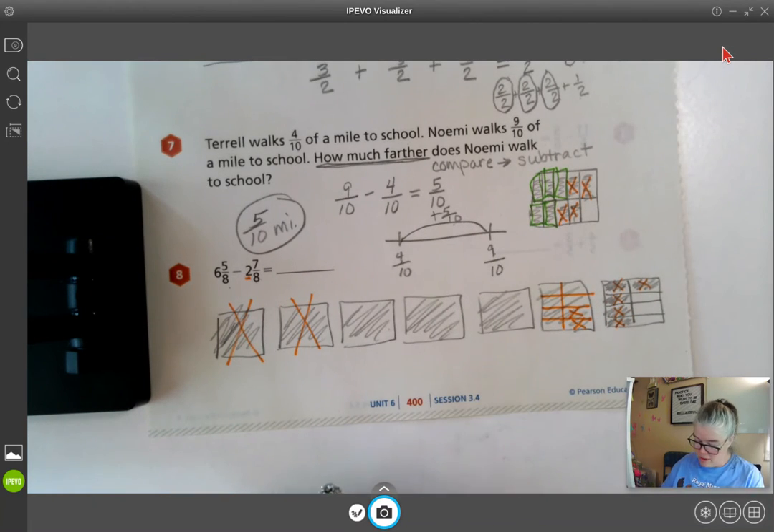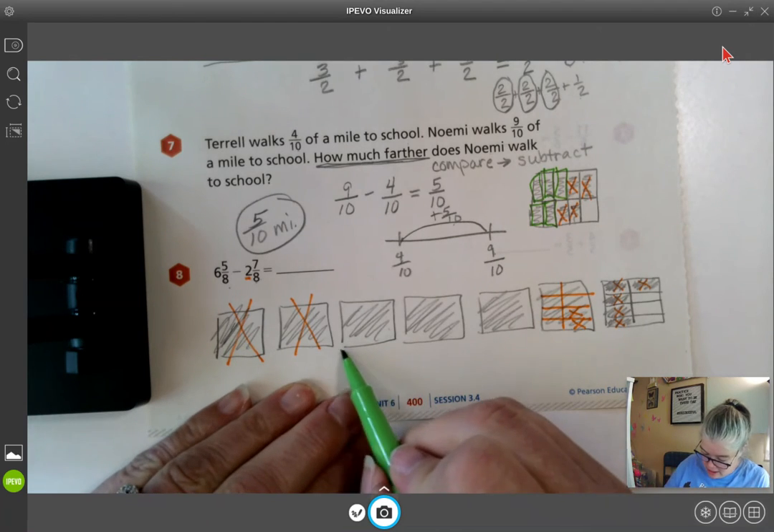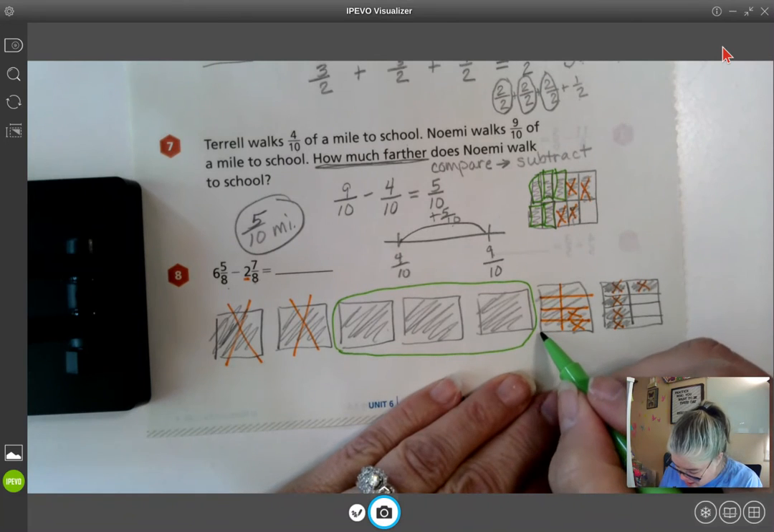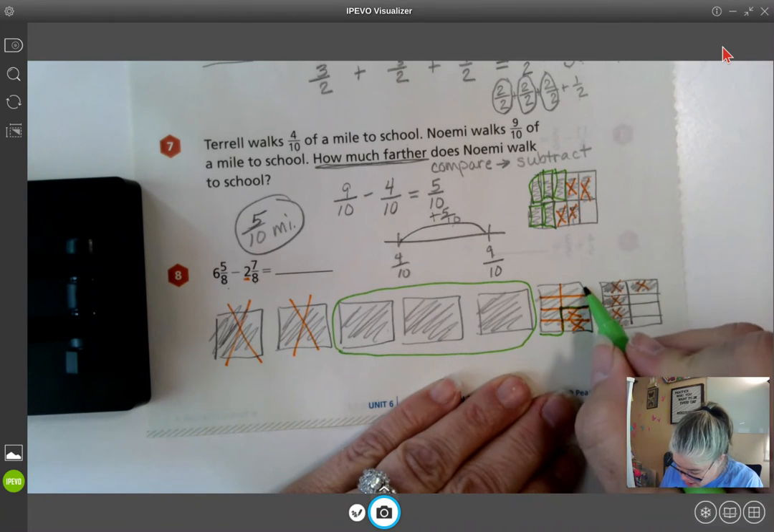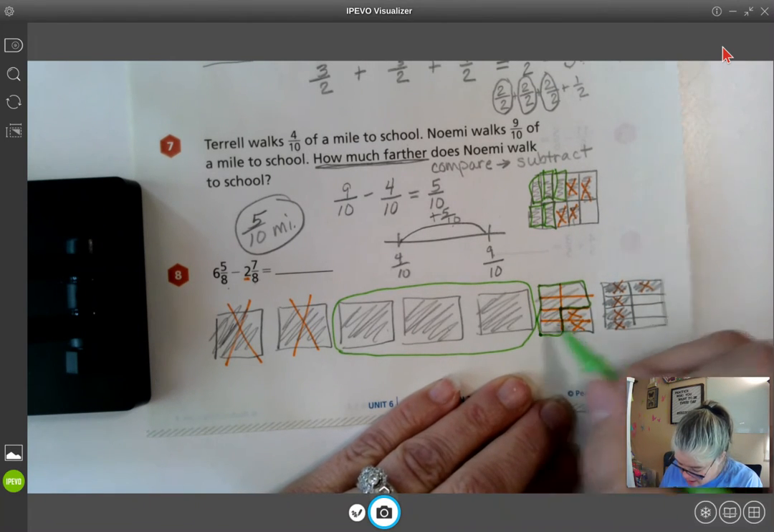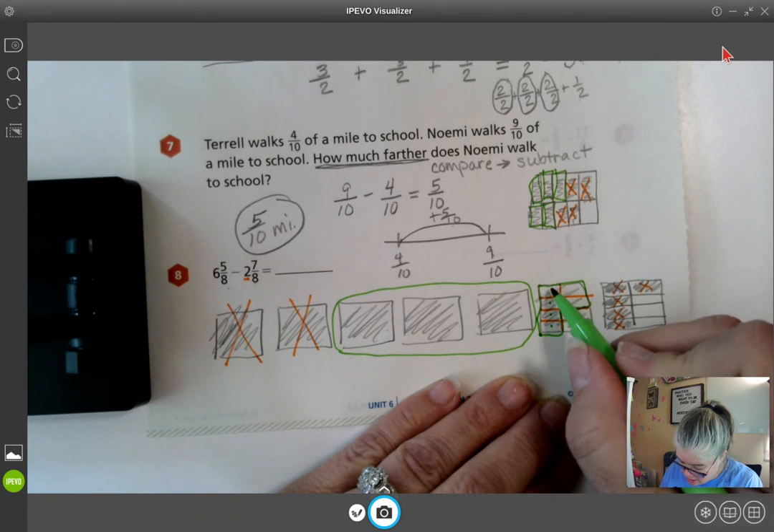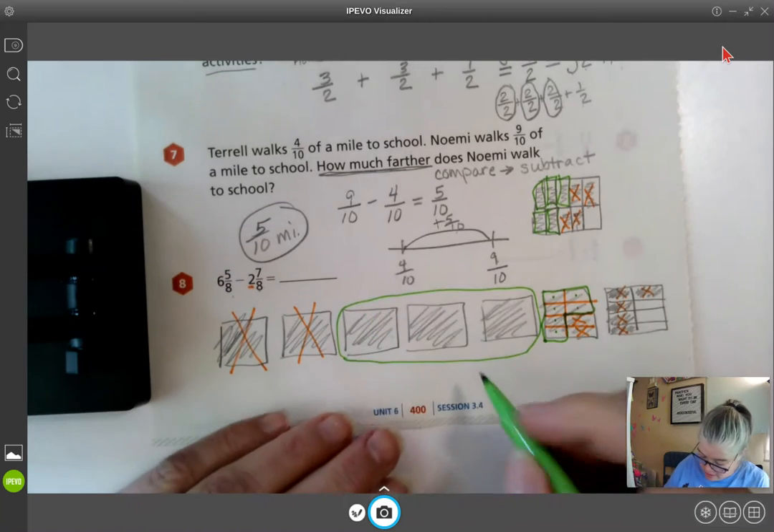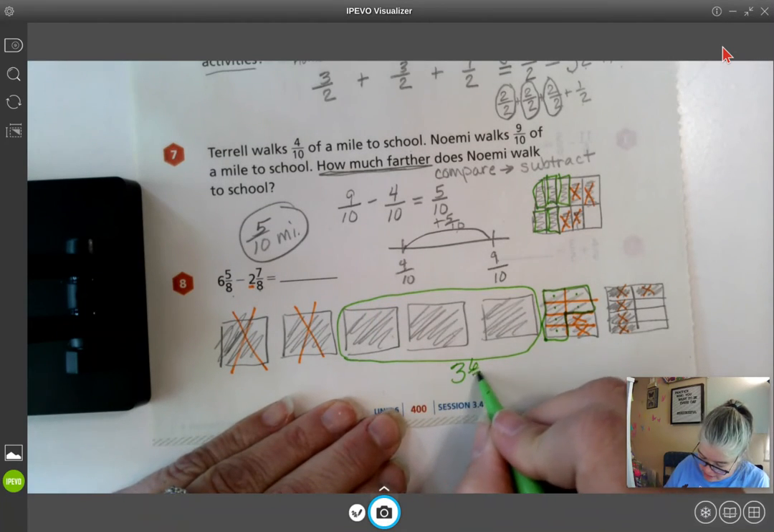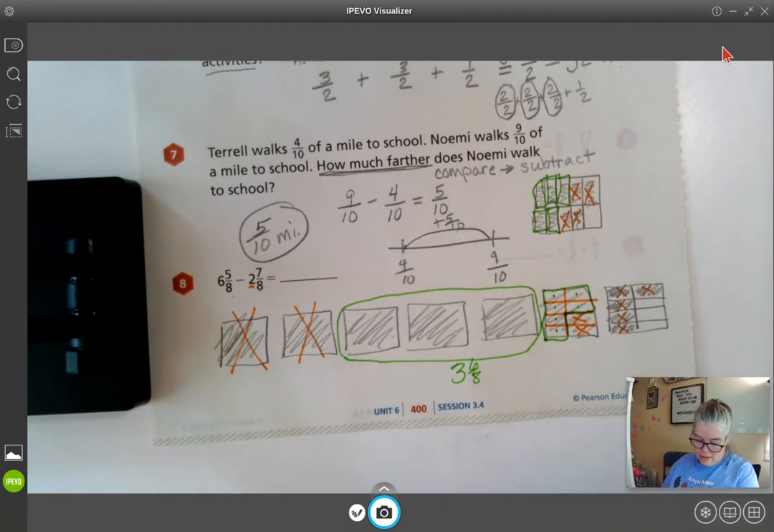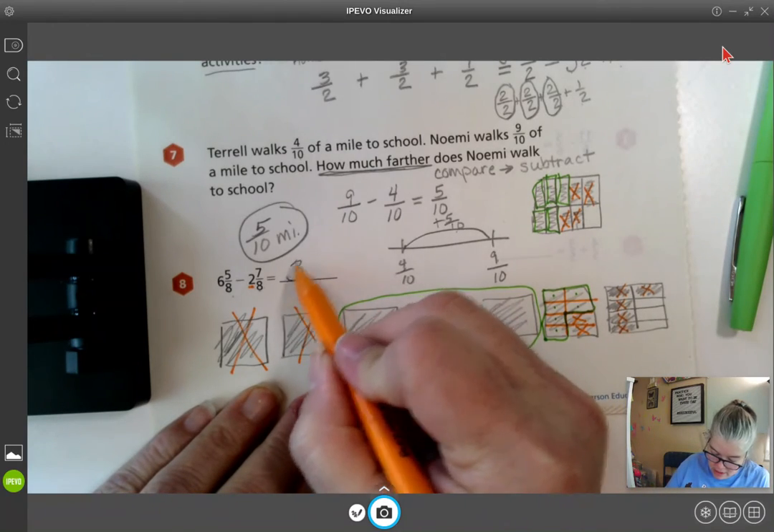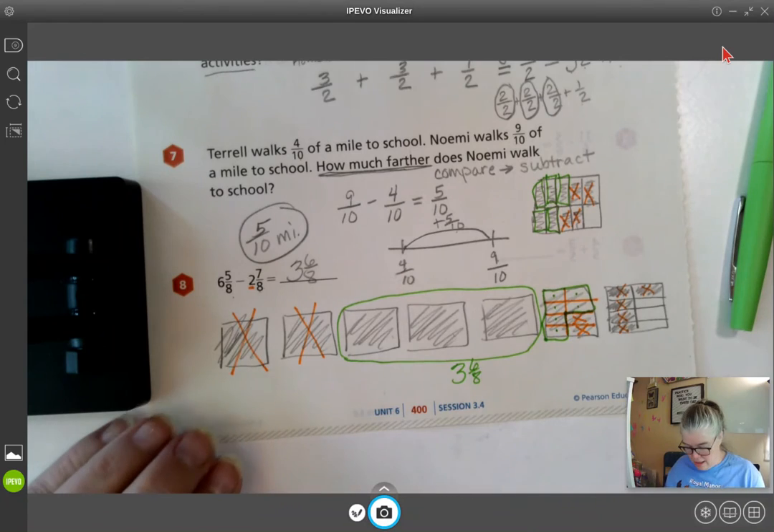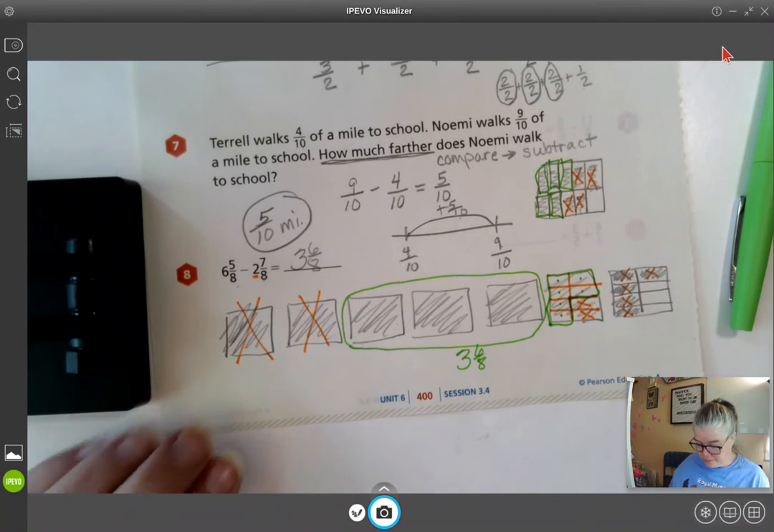All right, let me mark with green what I have left. I have 3 whole rectangles here. And then I have this part of this rectangle, which is 1, 2, 3, 4, 5, 6/8. So 3 and 6/8 is what I have left. So my answer here is 3 and 6/8. 3 and 6/8 is my final answer there.